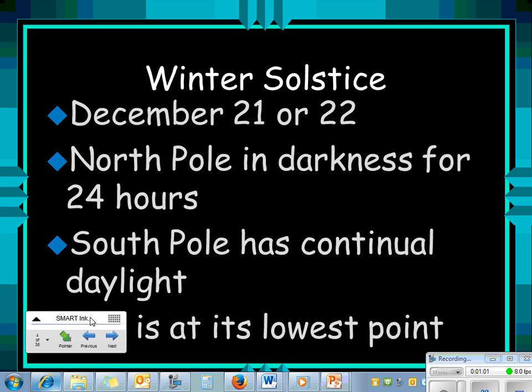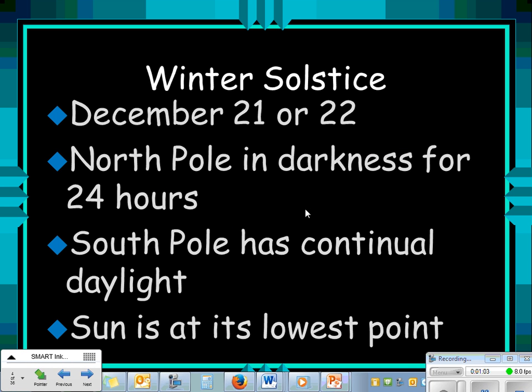The winter solstice happens December 21st or 22nd. The North Pole is in total darkness for 24 hours because, again, it's pointed away from the sun. The South Pole has continual daylight because it's pointed towards the sun. The sun is at its lowest point in relation to the way we in the Northern Hemisphere look at it.